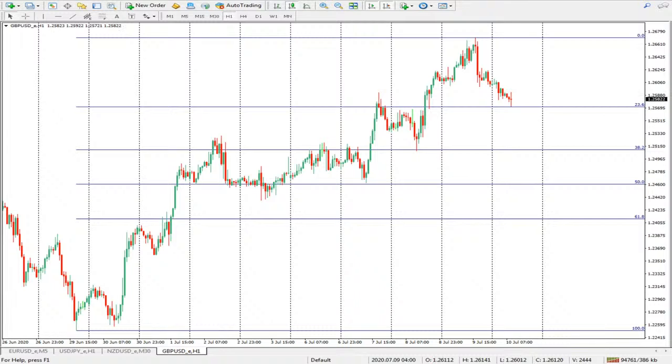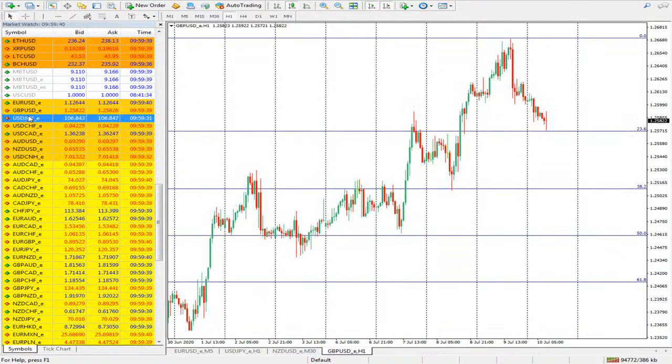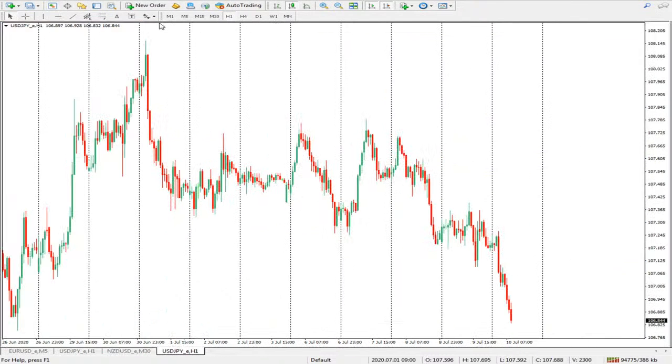So as it is now, we are still somehow upwards, but we want price to retrace back to any of the fib levels to give us the best place to look for a trade from. As it is now, we could be still upwards. So this is a sell. USD JPY, we have a sell.